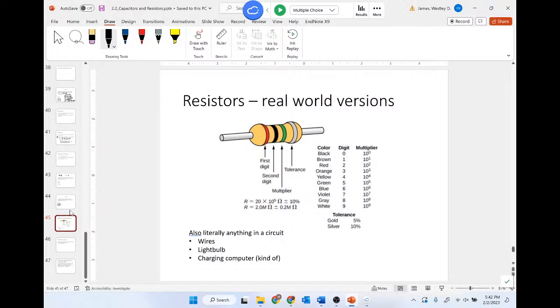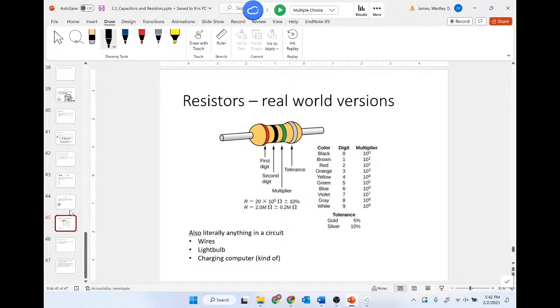Again, if you really want to know how to do this, look at this on your own time. I'm not going to test you on it. But it's just a fun little thing. We use the colors because these get really tiny, and if we wrote numbers on it, maybe it'd be hard to read. I don't exactly know the exact reason, but that's my best guess.